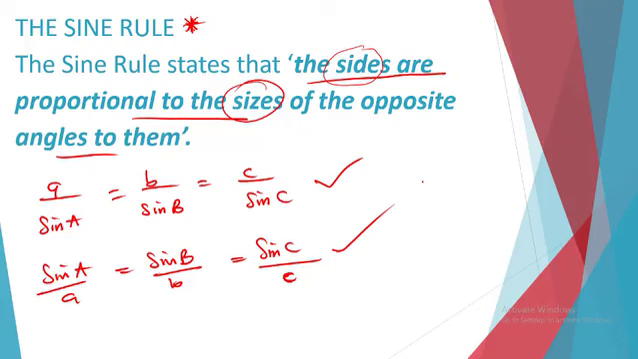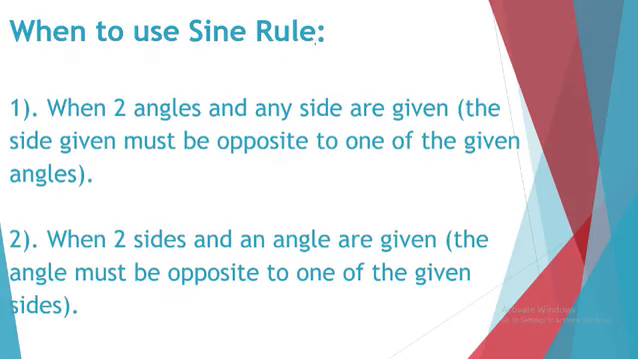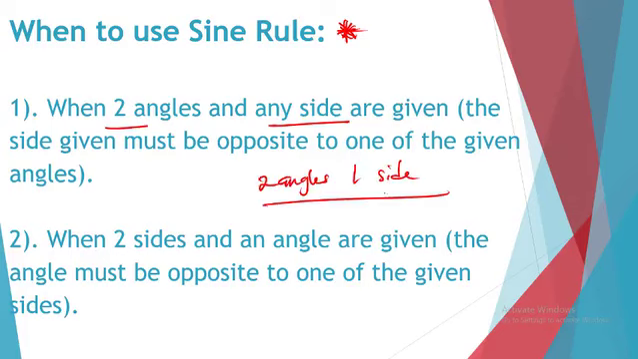So when do we use the sine rule? When in trigonometry do we use it? We use the sine rule when two angles and any side are given. Two angles and then one side. When this condition is met, then you can apply the sine rule. And remember, the side that is given must be opposite to one of the given angles.